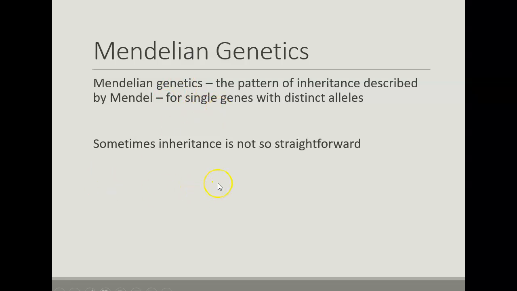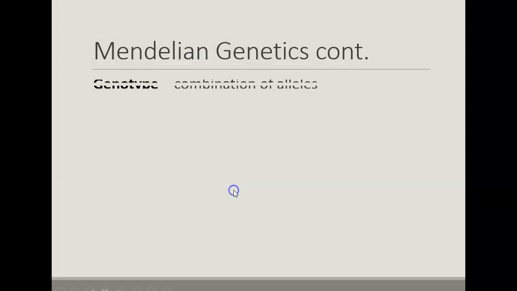But to be honest with you, most inheritance is not this straightforward. Most of the time you have multiple genes working together, and you have the influences of other things like the environment on the traits. So there's only so many genes that follow this sort of Mendelian pattern of inheritance.